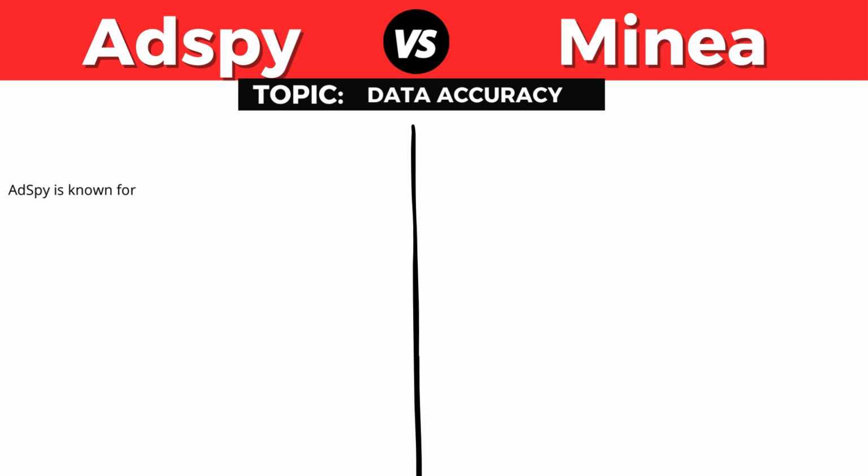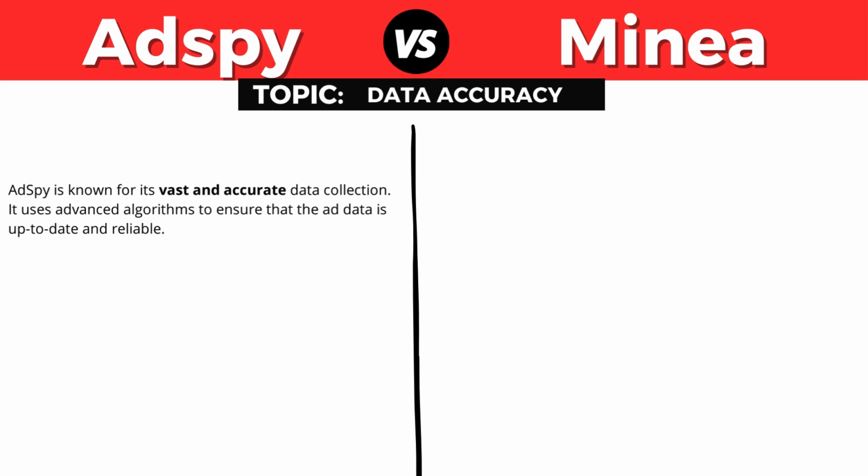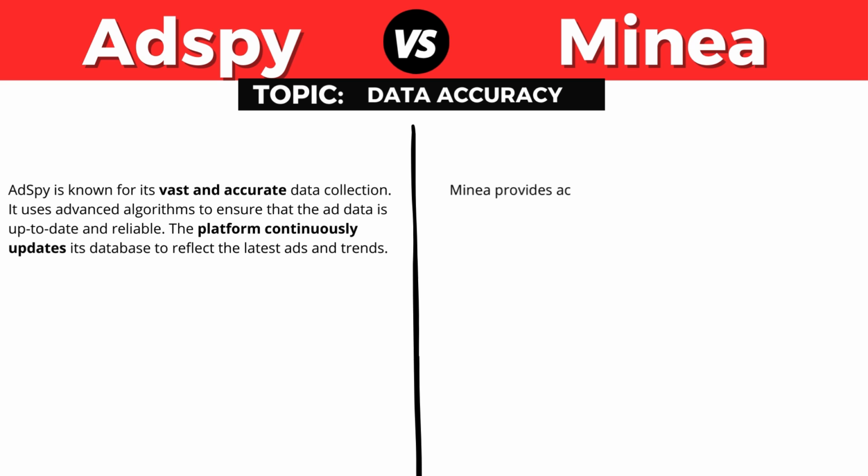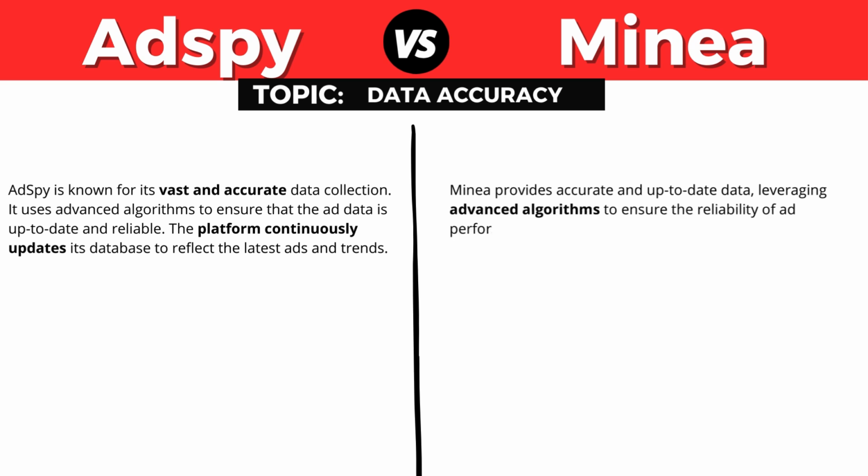Well, the data accuracy. Adspy is known for its vast and accurate data collection. It uses advanced algorithms to ensure that the data is up to date and reliable. The platform continuously updates its database, and it reflects the latest ads and trends. Well, Minea, on the other hand, provides accurate and up-to-date data, leveraging advanced algorithms to ensure the reliability of ad performance metrics. The tool continuously updates its database to reflect the latest ads and trends.